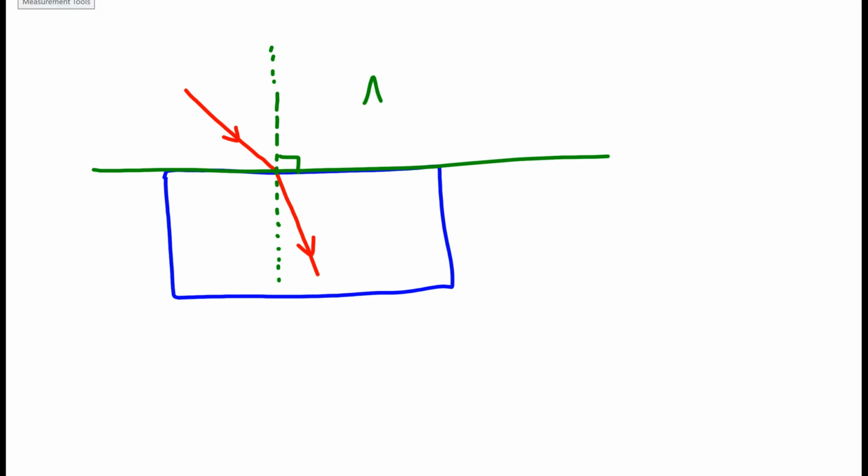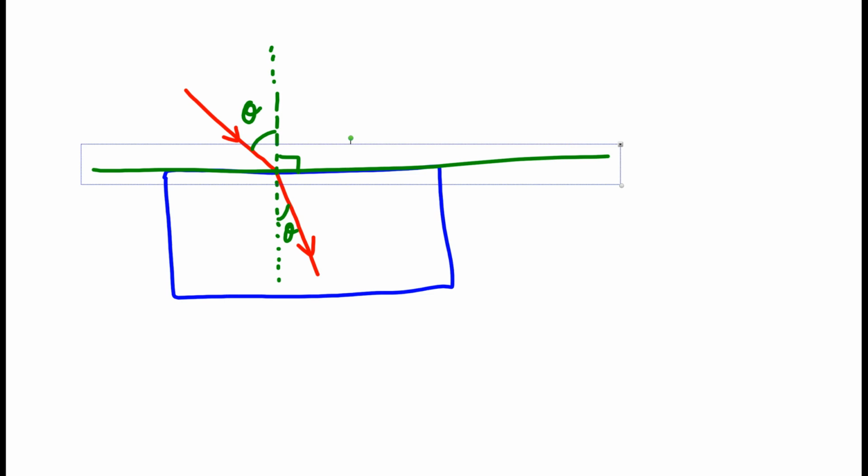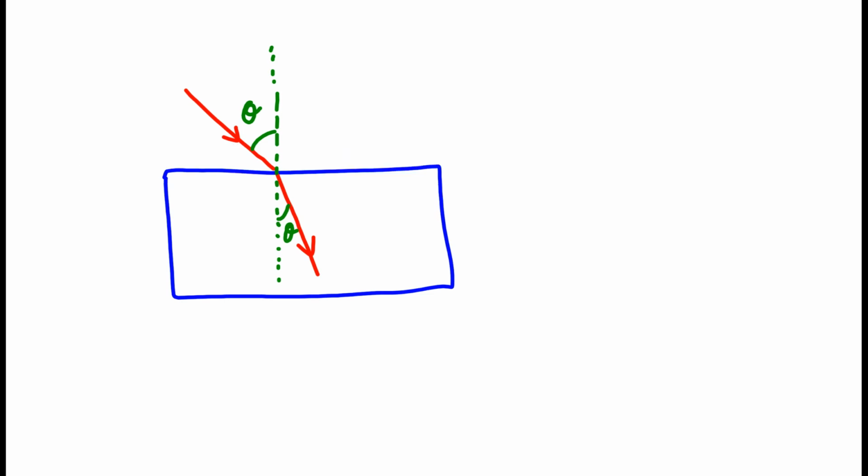So we use normal lines, we measure our thetas from the normal, and we also know that the amount of bending depends on the change in speed. In other words, objects refract because they change speed. And when I say objects, I really should say waves refract because they change speed.